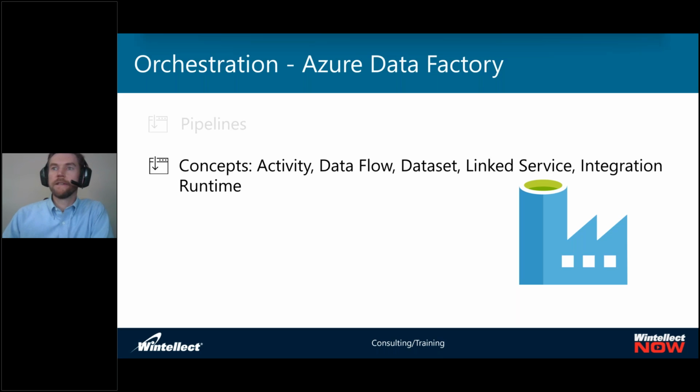The next is data set. This maps to a data store. It's kind of like a pointer, and this is used in activities. You can think of this as like your source and your sink within an activity. Next is link service. This is analogous to a connection string. It's saved within the workspace.